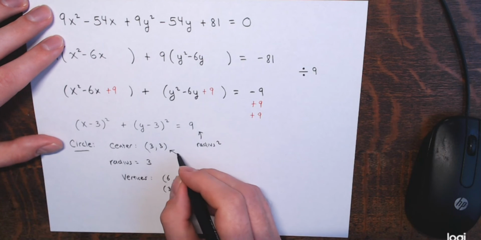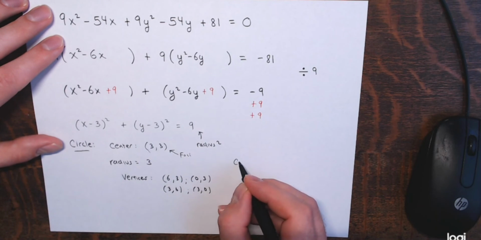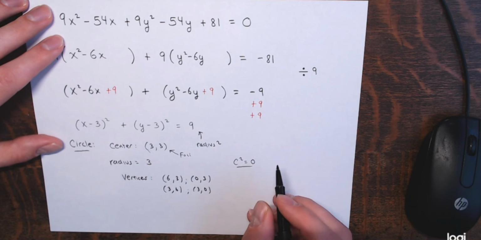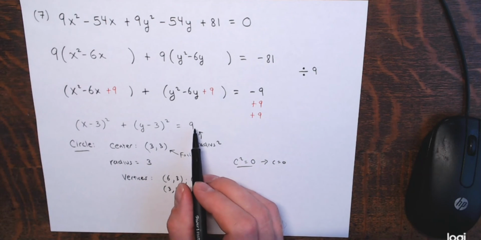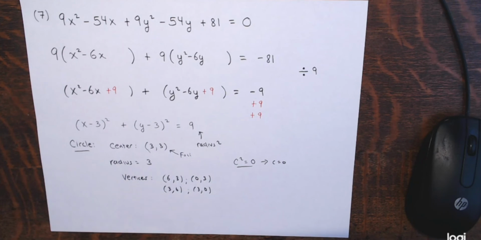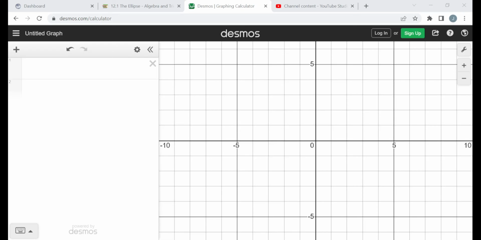And the foci would be the center again, because c squared would be 0, right? C would be 0, because both a squared and b squared are 9 if you divide it through by 9. Right, so let me show you with the graph. You'll see a circle show up here again.